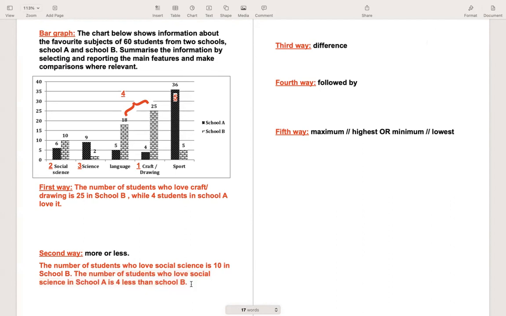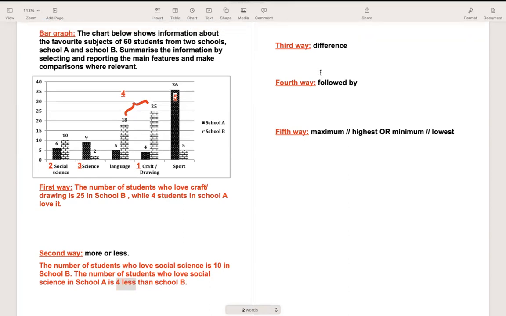It's a simple sentence. There's only one thing that I've said. It's 4 less. In school A, the number is 4 less than school B. That's it. I've not said two things. Is this clear? Yes. Okay. So that's why there's no "at" or anything like that here. Now let's make the third way.